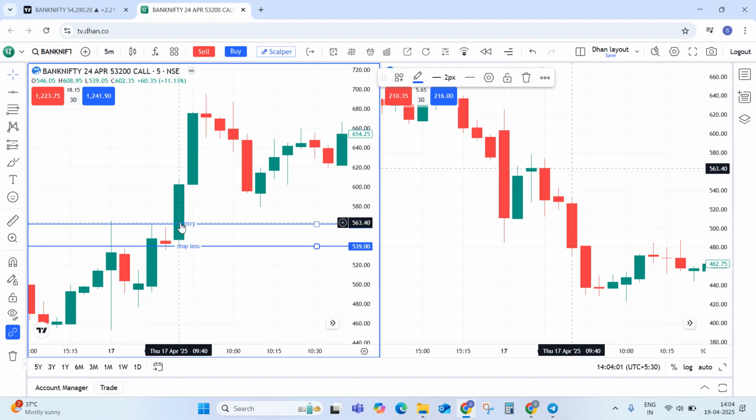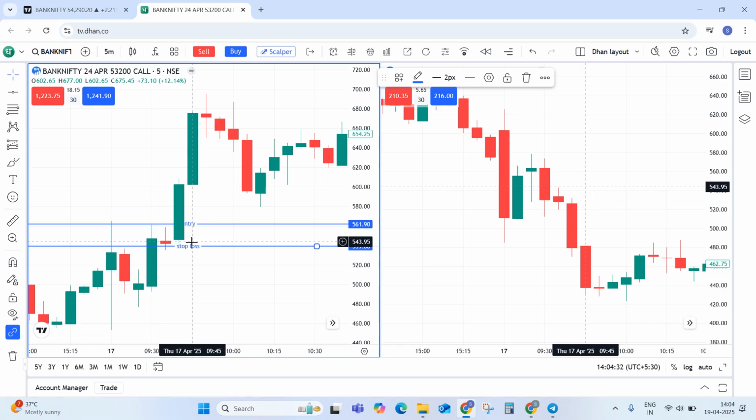So here the entry triggered, and this 5 minute candle closed here. Okay friends, what is the low of this candle? 539.05, right? So I will drag this stop loss to 539.05. Then I will wait for the next 5 minute candle. If the candle comes down and triggers the stop loss, I will take that stop loss. It is very minor, right?